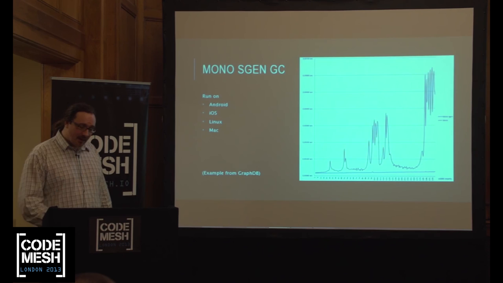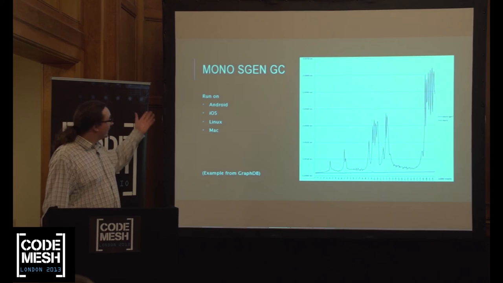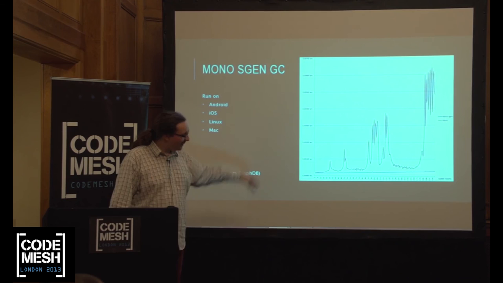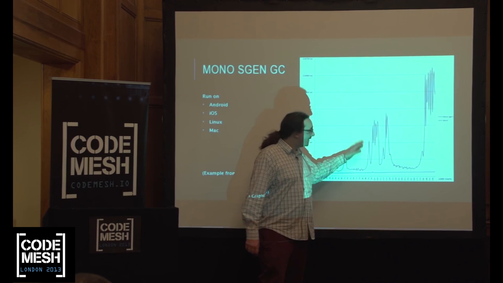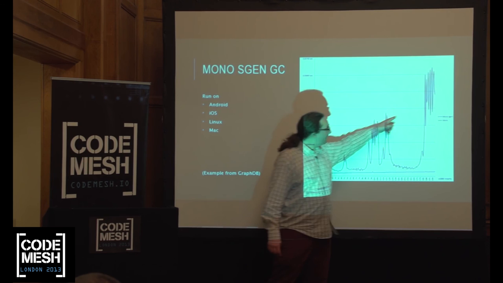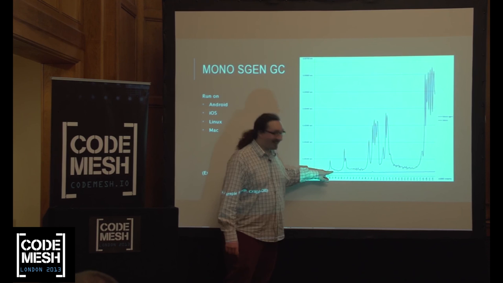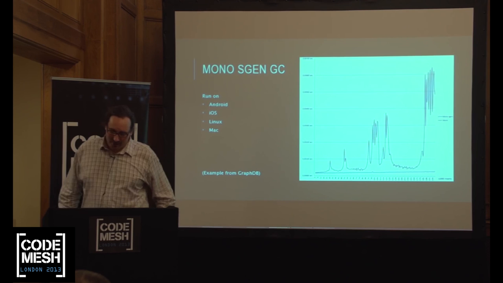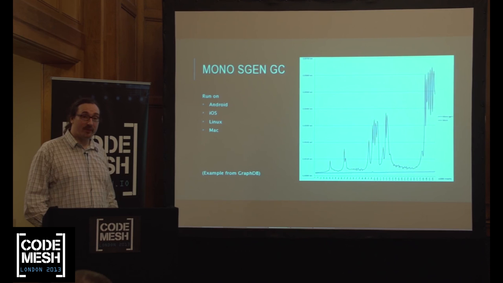On the Mono side, if you're running on Linux or Mac, Mono's old garbage collector is famous for not being great. It's a conservative garbage collector. This is taken from a graph database. And they put different loads through their graph database, and the really noisy line is the old garbage collector. This is the new garbage collector, flat line, happy days. So even on the Linux side, with Linux, Mono, F-sharp, a pretty good open source combination for running on the server. Hopefully you're sold now.